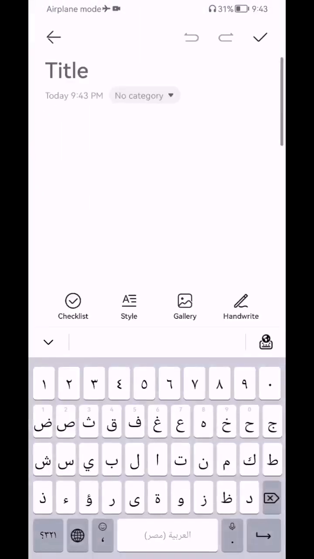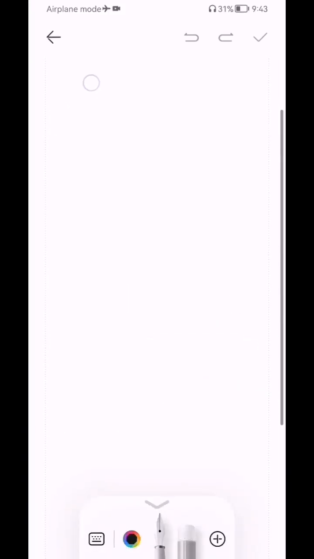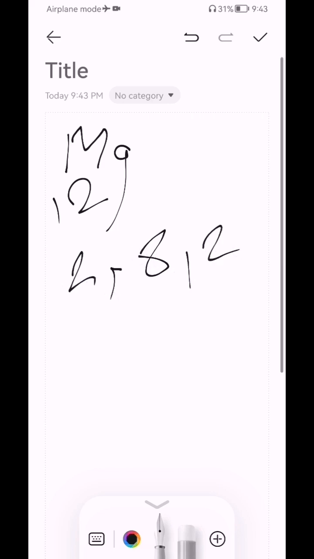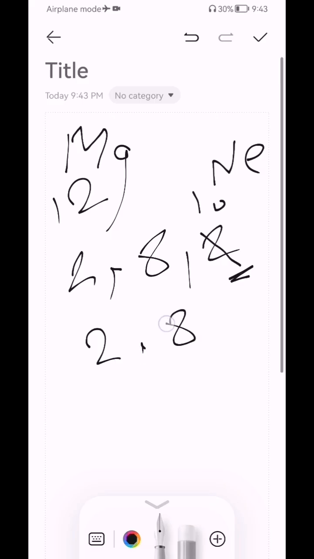Like Mg, atomic number 12, configuration 2 8 2. What is it? It's a metal because its outermost level contains 2. So what happens now? Will it lose or gain? It will lose to reach the stable electron configuration of the closest inert gas. The closest inert gas to Mg is neon 10. So it will lose these 2 valence electrons and become 2 8.